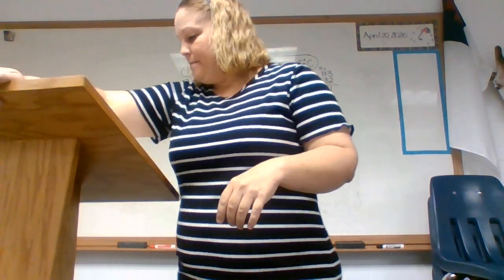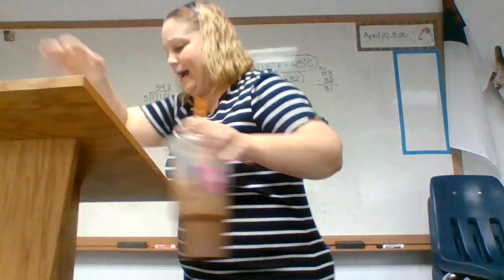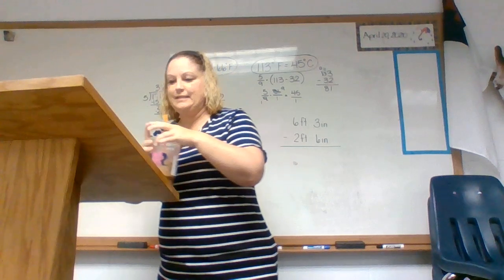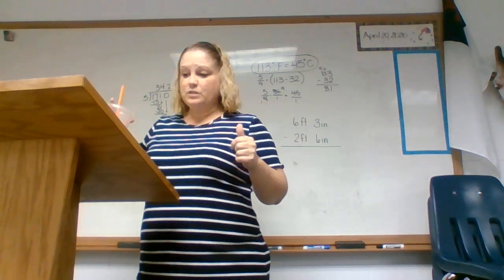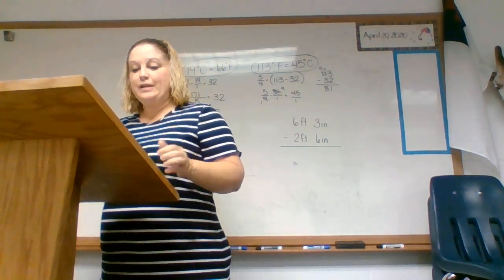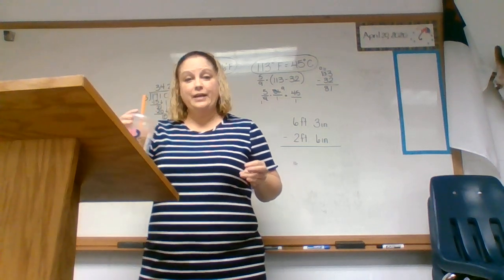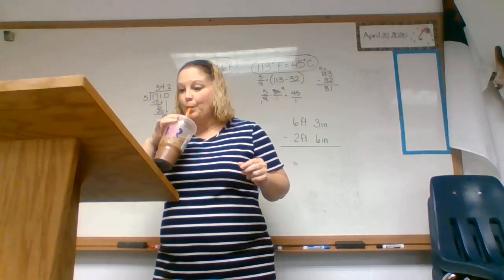All right, if you've come back, you should have subtracted 32 first, so 86 minus 32, then multiply by 5/9. You should end up with 30 degrees as your answer.